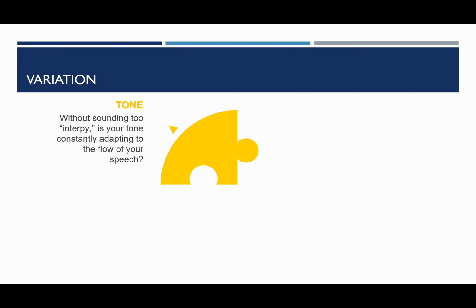Variation. Obviously, it would be very boring to give your whole speech in the same kind of tone, motion. So here are some things to consider changing up. First, tone. Without sounding too interpy, is your tone constantly adapting to the flow of your speech? Are you changing it to reflect the different parts of your speech that are developing?